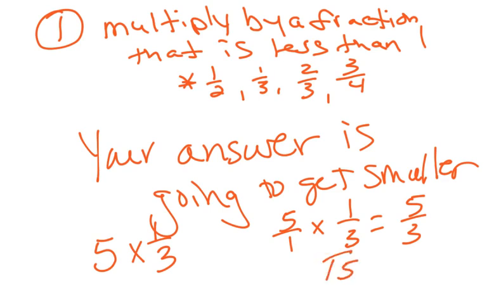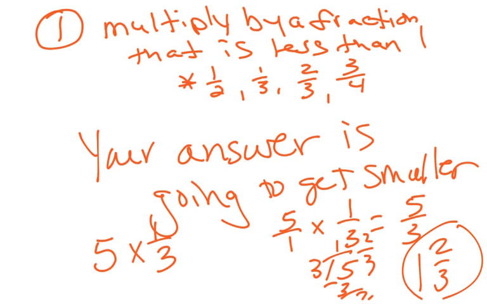If I take 5 and I divide it by 3, I'm going to get 1 2/3 for my answer. 1 2/3 is definitely less than 5, right? So when I multiply a number by a fraction less than 1, that number is going to get smaller. When I multiply a number by a fraction less than 1, the answer will always get smaller. So before you even solve the problem, you should be able to see, oh yeah, I'm going to end up with a number smaller than what I'm starting with here.